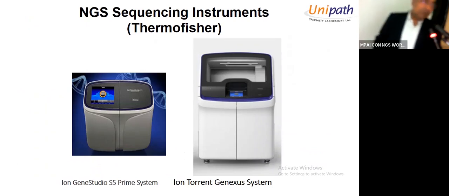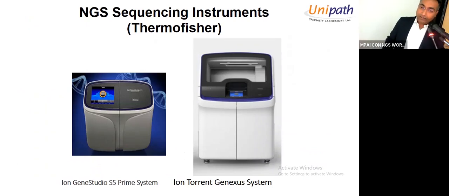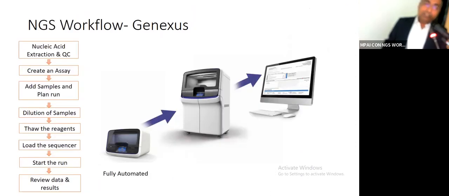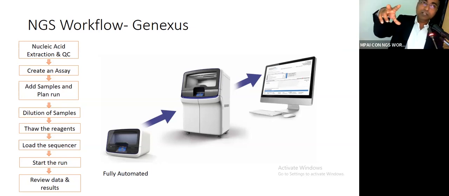With respect to Thermo, we have both these equipments, and Genexus is the latest equipment available with us. And the workflow with Genexus, as I showed with Illumina, where so many steps are involved, is much simpler. The only steps involved are extraction of the material and loading the Genexus with the panels that are available. At the moment, there are 2 or 3 panels available, and they are pre-loaded cartridges.